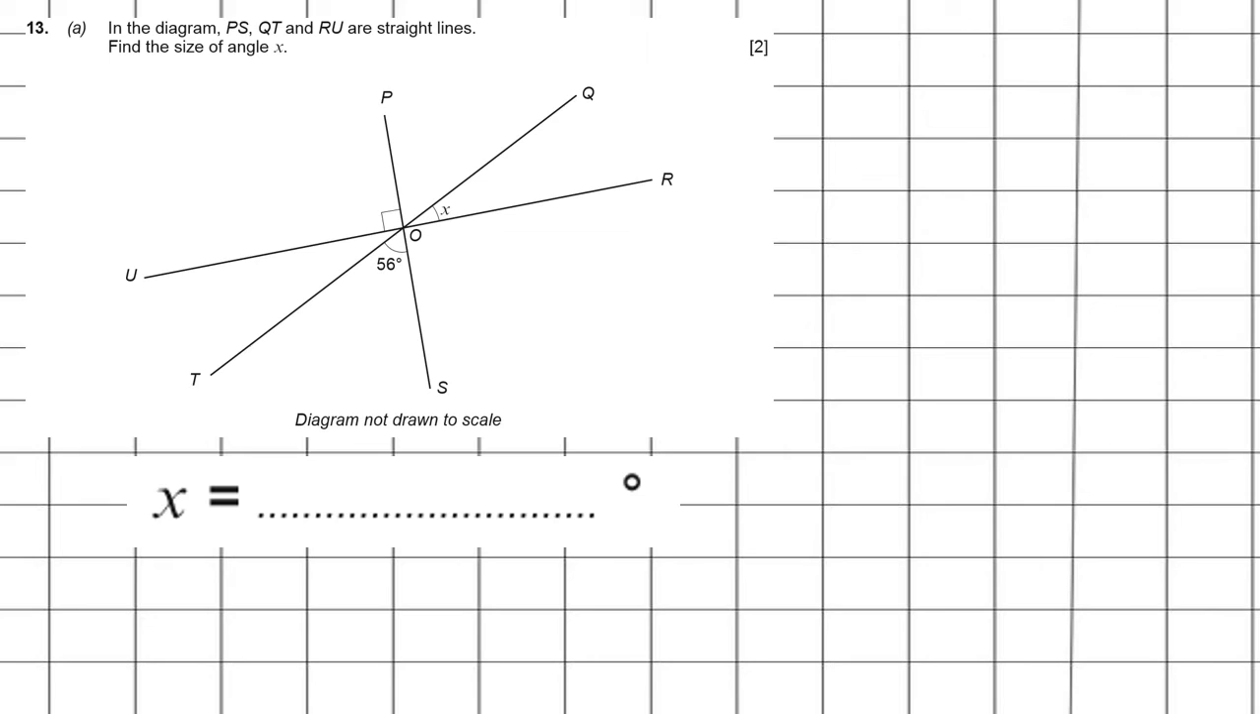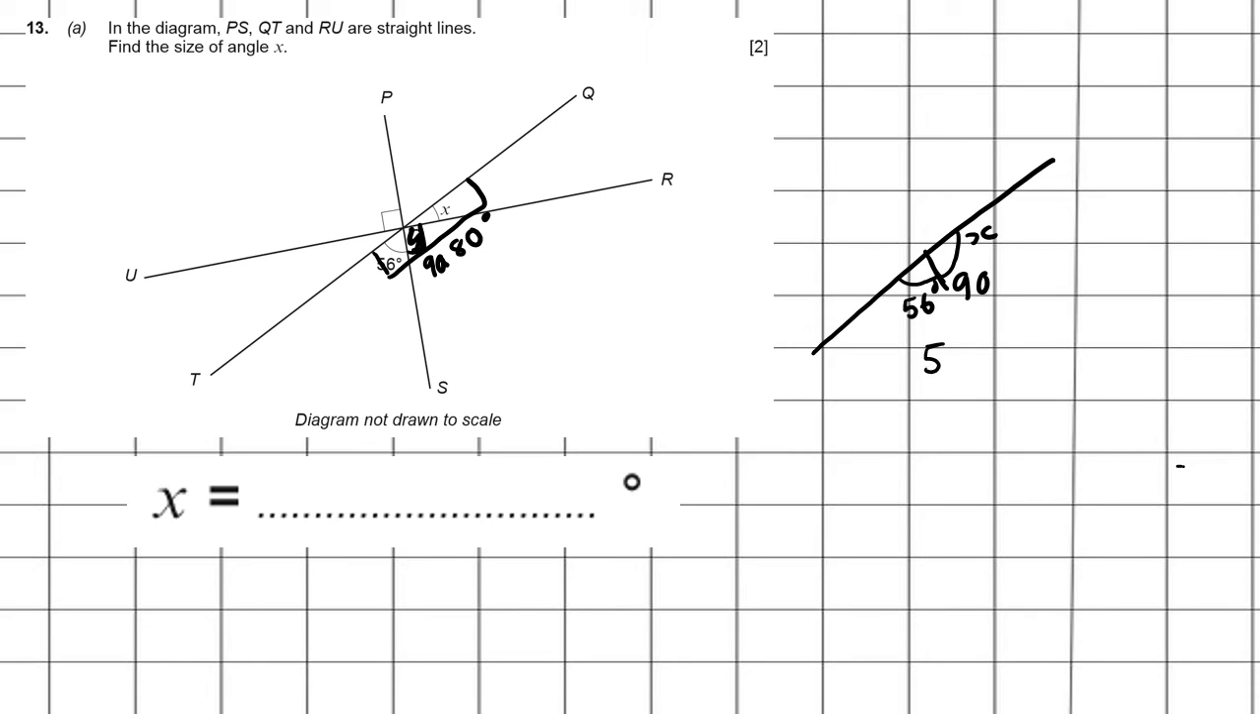13. In the diagram, PS, QT, and RU are straight lines. Find the size of the angle x. Okay, so because we know they're straight lines, so therefore, for this little section, it has to add up to 180, so it's a straight line, isn't it? Because we've got 56 degrees, a gap, which is actually 90 degrees. So as you can see, it's a right angle. So we got 56, 90, and then we got x.